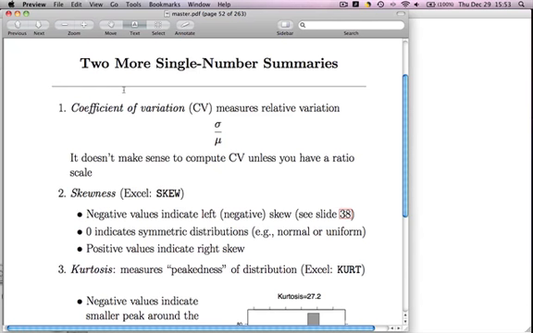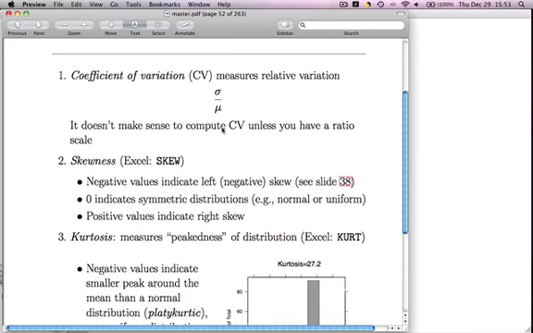SPSS, by the way, does not compute the coefficient of variation for you. You have to find the standard deviation and the mean using, for example, Explore, and then divide them with your pocket calculator. Here are 2 other measures that capture some aspect of a histogram.